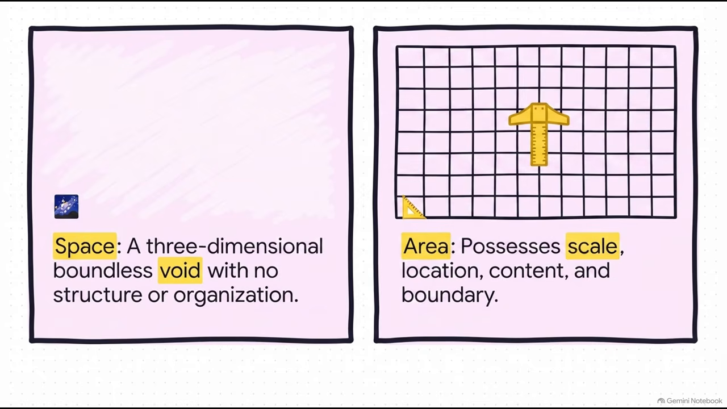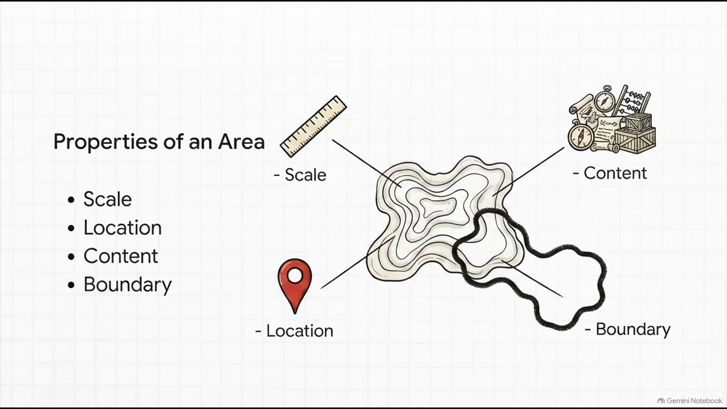An area, on the other hand, is fundamentally different from a boundless void because it actually has limits. For that boundless void of space to transform into an area, it absolutely must possess 4 specific properties: scale, location, content, and boundary. In simple terms, it has to have a size, a place, things inside it, and an edge. Think of it like drawing a random square on a map of a huge desert. What's super important to note here is that an area may or may not possess any sort of uniformity. It is literally just a bounded box of stuff.